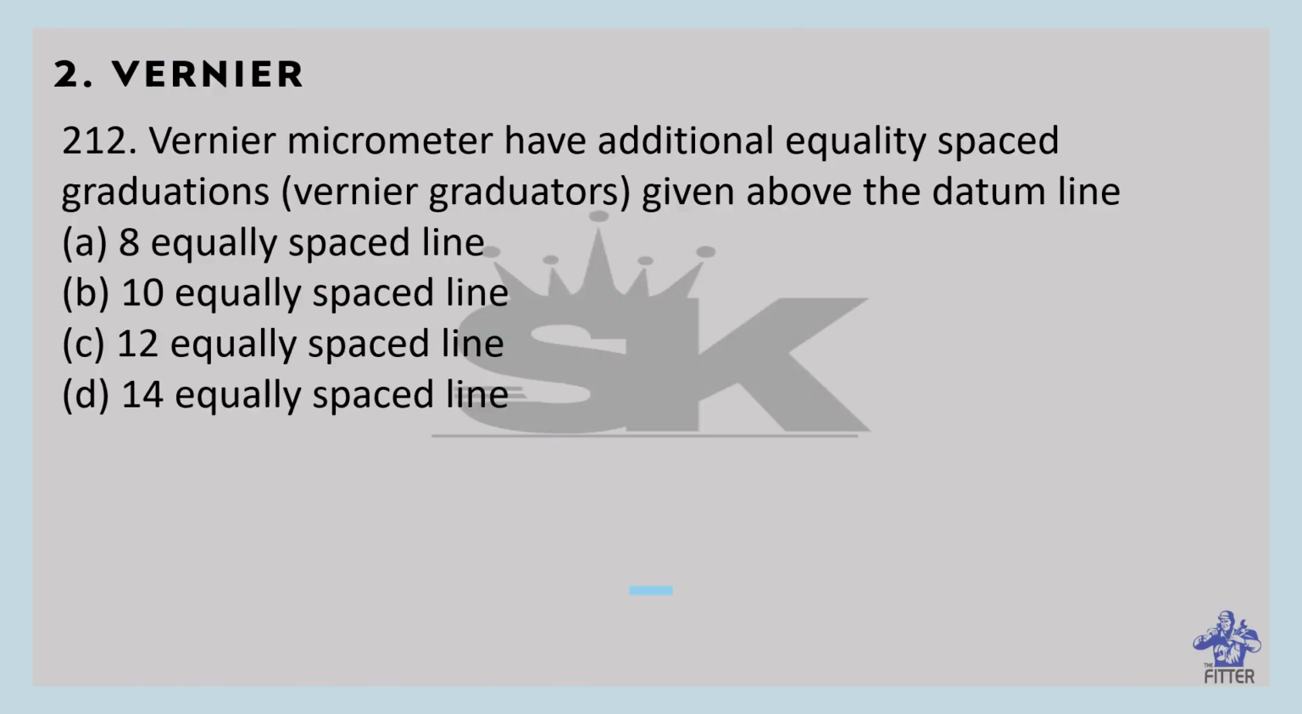Vernier micrometer has additional equally spaced graduations given above the datum line. So that is option B, 10 equally spaced lines.